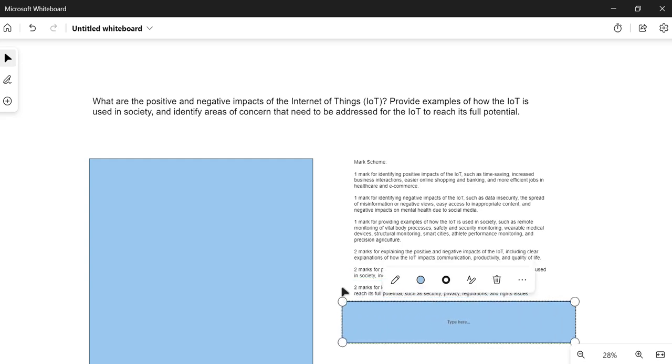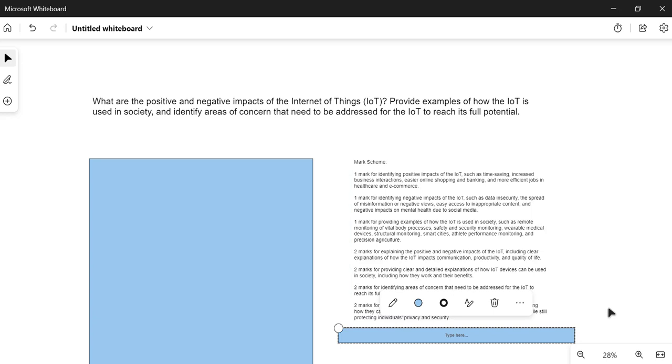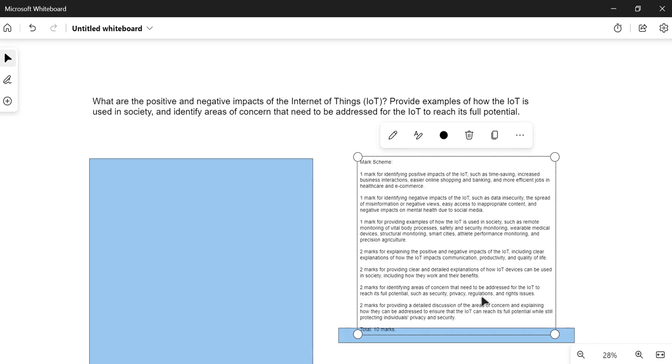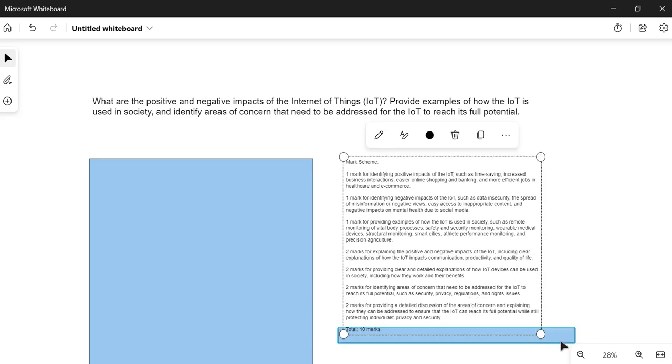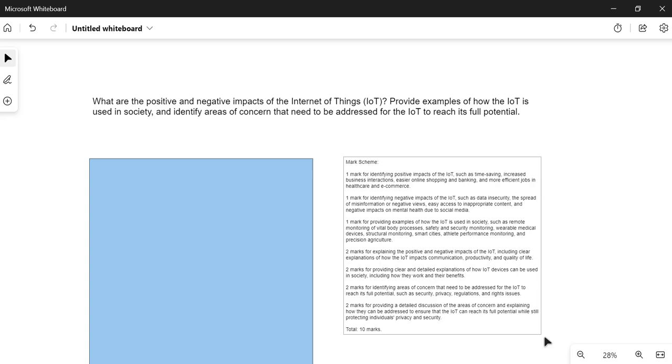If you mention areas of concern like security, privacy, regulations, etc., 2 marks. And a detailed discussion of these areas of concern, an extra 2 marks. So identifying, 2 marks. Detailed discussion, extra 2 marks. So what could that look like in an answer?